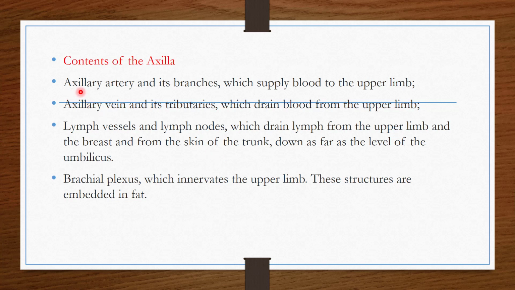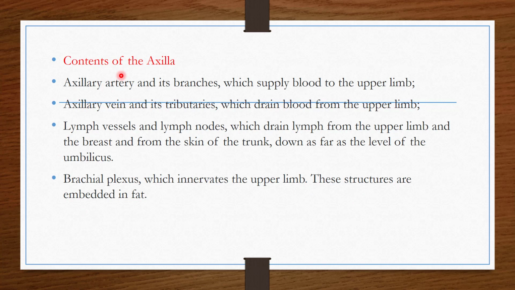Number 1, the axillary artery and its branches which supply blood to the upper limb; the axillary vein and its tributaries which drain the blood from the upper limb; lymph vessels and lymph nodes which drain the lymph from the upper limb and the breast and from the skin of the trunk down as far as the level of the umbilicus; and the brachial plexus which innervates the upper limb. These structures are embedded in fat.